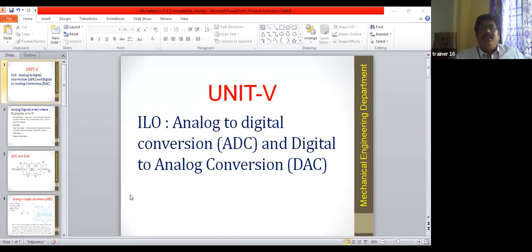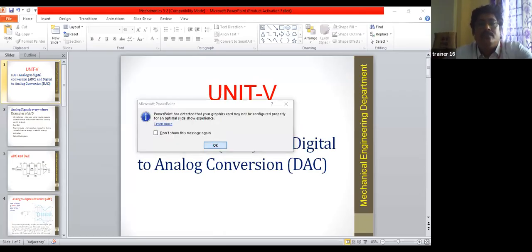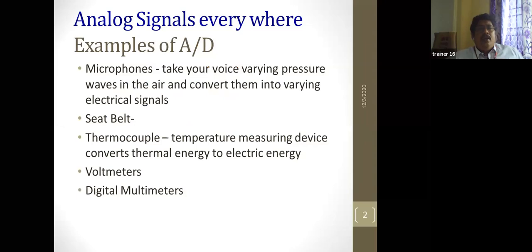Or we can also call it a digital signal converted into analog. The next, here these analog signals. ADC means analog signal to digital signal, the conversion of analog signal to digital. That means the data is converting from analog to digital.